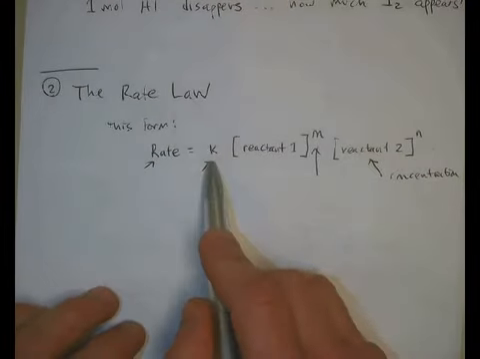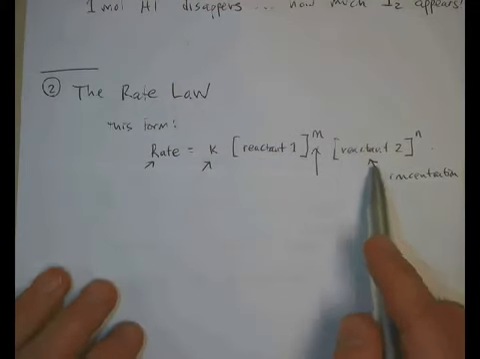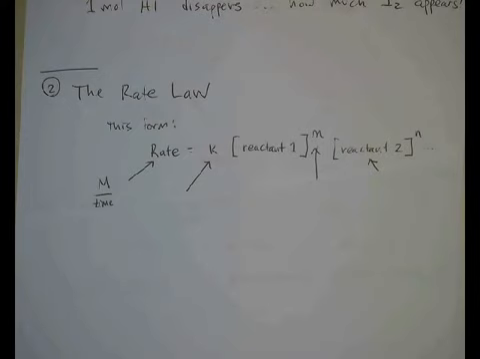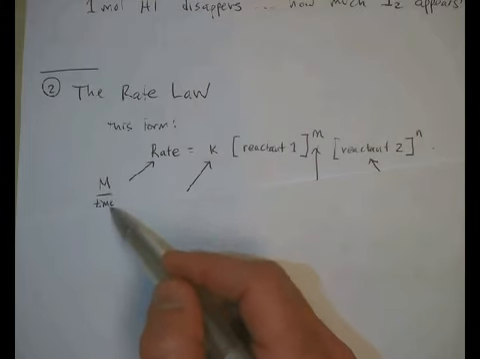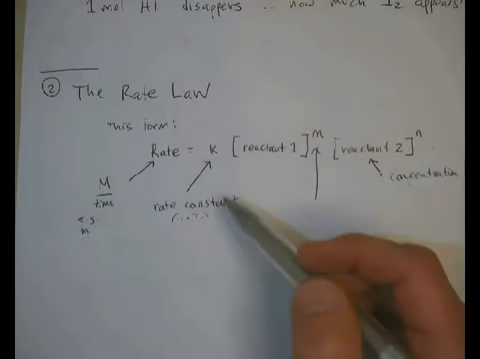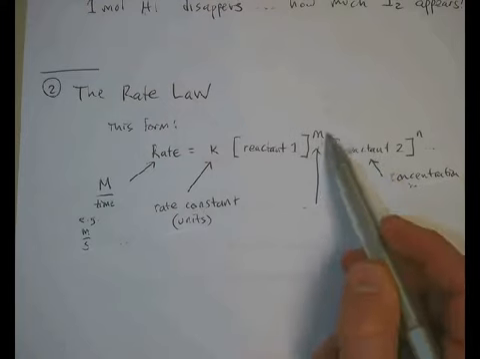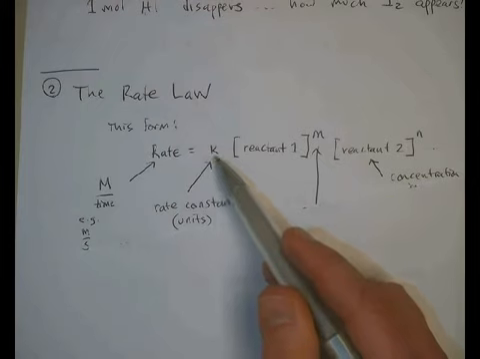And it always takes this form, where the word rate is written, and it is equal to some constant represented by the letter k, times the reactant to some power, times another reactant to some power, times a third reactant to some power. And the reactants are always put in brackets, meaning concentration. The rate is always in units of molarity per some unit time, or concentration per some unit time. The rate constant units are dependent upon the reactants, the number of reactants and their exponents, and of course the unit of time that you're using as well.